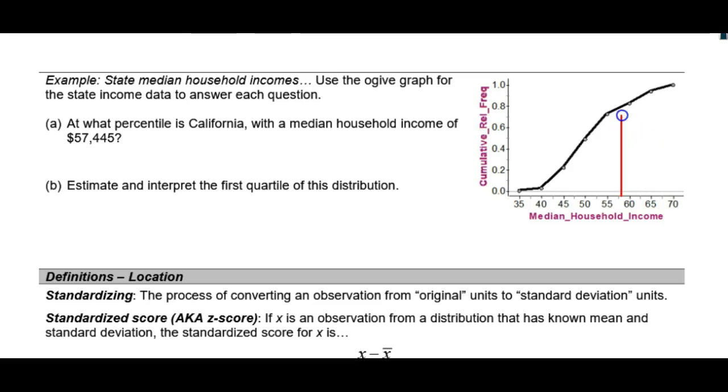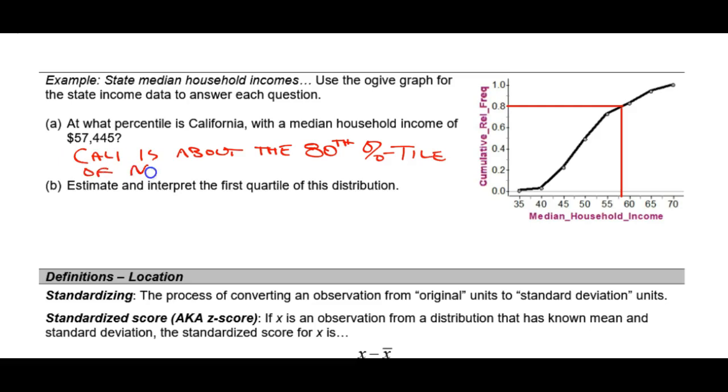If I extend that point up vertically till I hit the ogive, and then I go from that point on the ogive horizontally, I find that I'm about 80%. Okay? So I would say this. Cali is about 80th percentile of median household income. But wait, there's more.